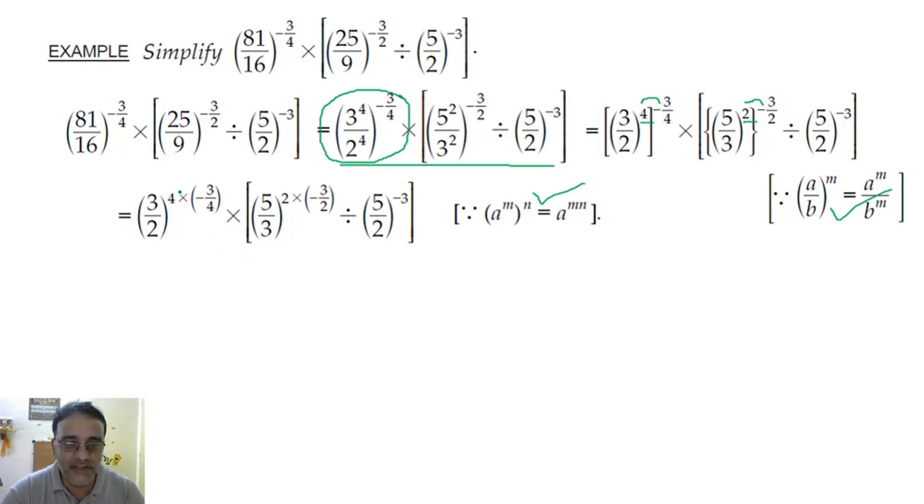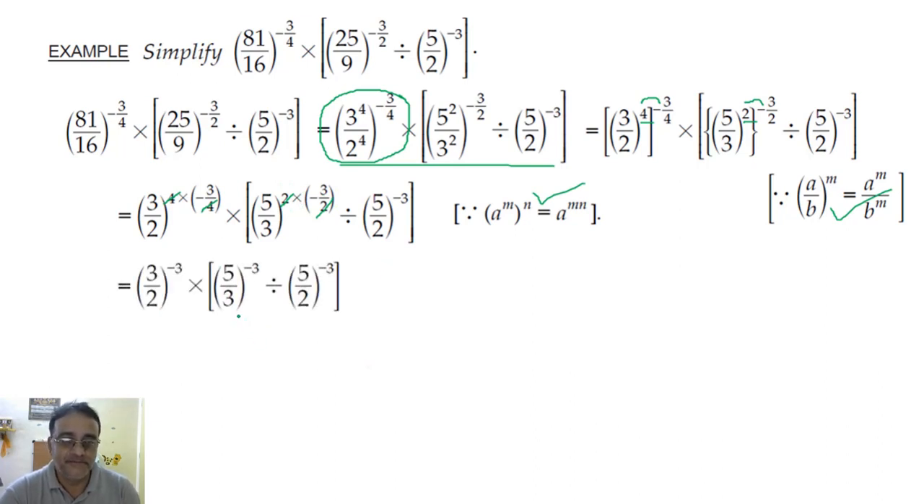Okay, now see, this 4 cancel and this 2 cancel, and what is left over here? -3. यहाँ पे -3, right. So जो बचा हुआ उसको मैं लिख रहा हूँ. Now I want to remove this minus sign. How will you remove? Reciprocal. Right, very good. We have to take reciprocal. So ये हो जाएगा 2/3 whole to the power 3, and this will become 3/5 whole to the power 3, and this will become 2/5 whole to the power 3.